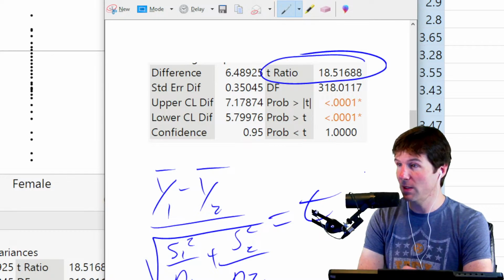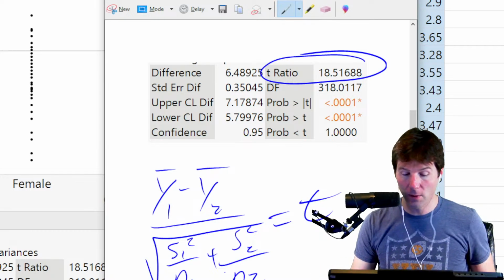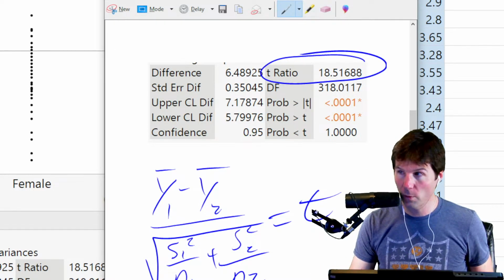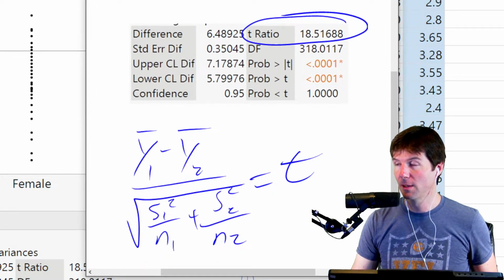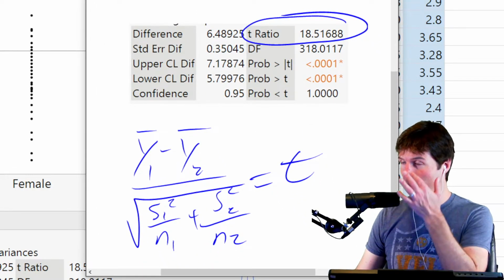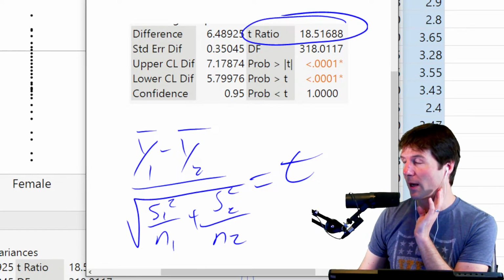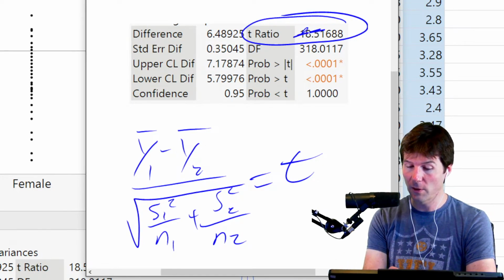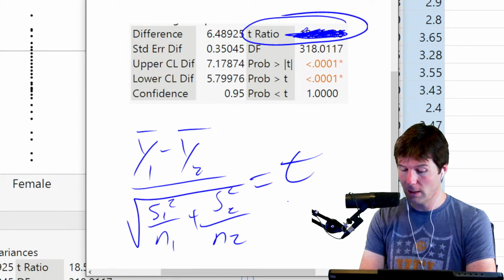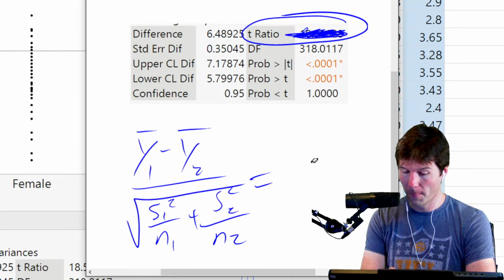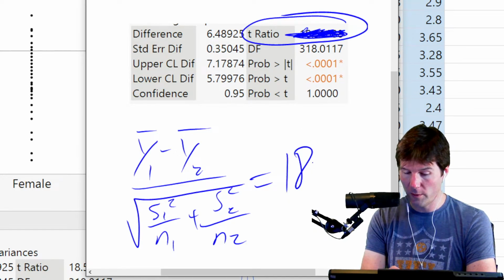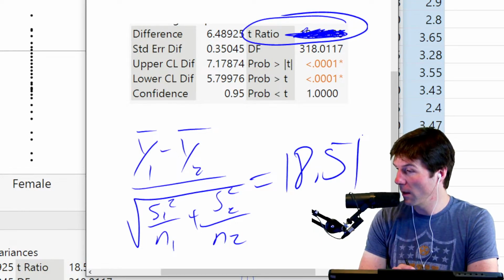That's what the T is right there. So how in the world would we calculate this? How would we get that? Does anyone know? How would you calculate that 18.5 if you just had this output? Like if you didn't know this and you had to get that, this is equal to right here, 18.51, I think it was.